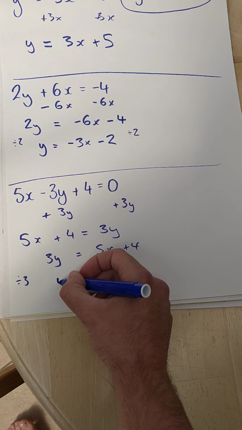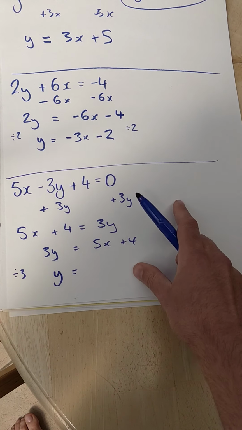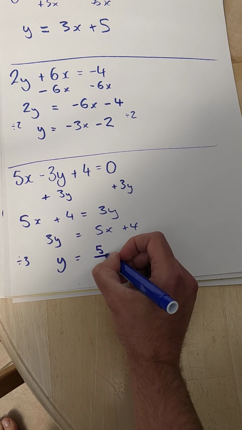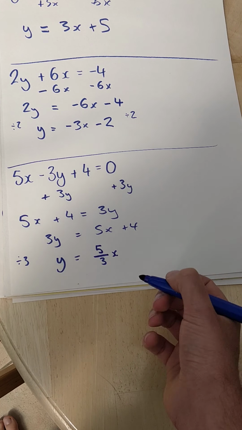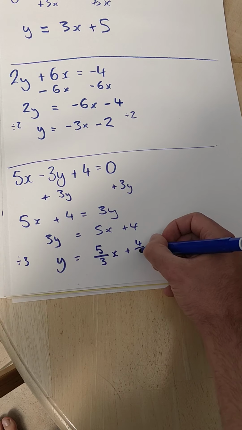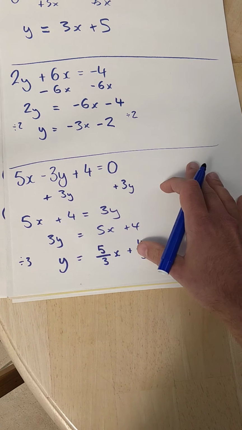If I divide by 3, I just get the y on its own. But I've then got 5 that needs to be divided by 3, and in that case, I would leave it as a fraction. If it doesn't divide perfectly, leave it as a fraction, and then this 4 will be plus 4 over 3. I hope that makes a bit more sense.